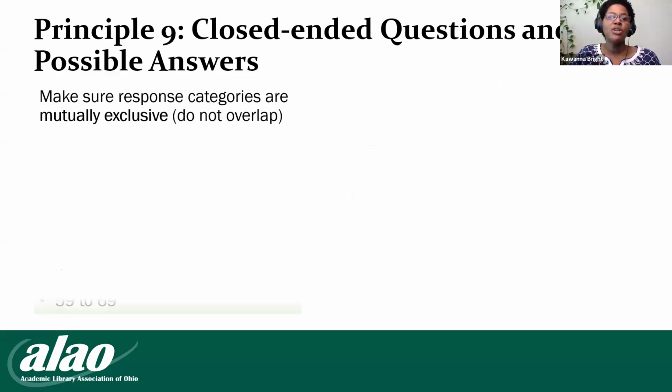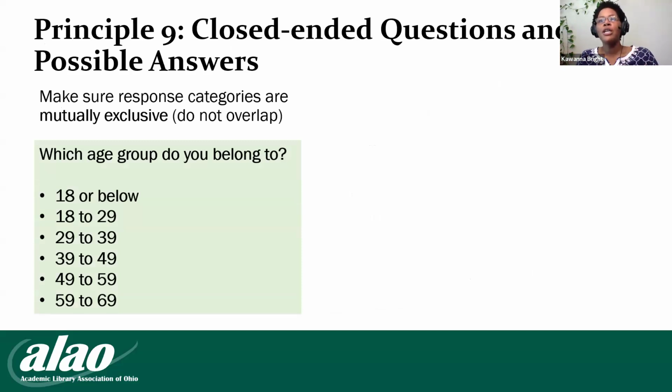So, possible answers for closed-ended questions. You want to make sure that all your response categories are mutually exclusive. This means no overlap. If I gave you this list and said, which age group do you belong to? Well, right now, there are 2 options for me up here. I belong in the 39 to 49 and the 49 to 59. Which one do I choose? Am I feeling more 39-ish tonight, or am I feeling more 59-ish today? How is my day treating me? You don't want that. You don't want people trying to choose which box to put themselves in.